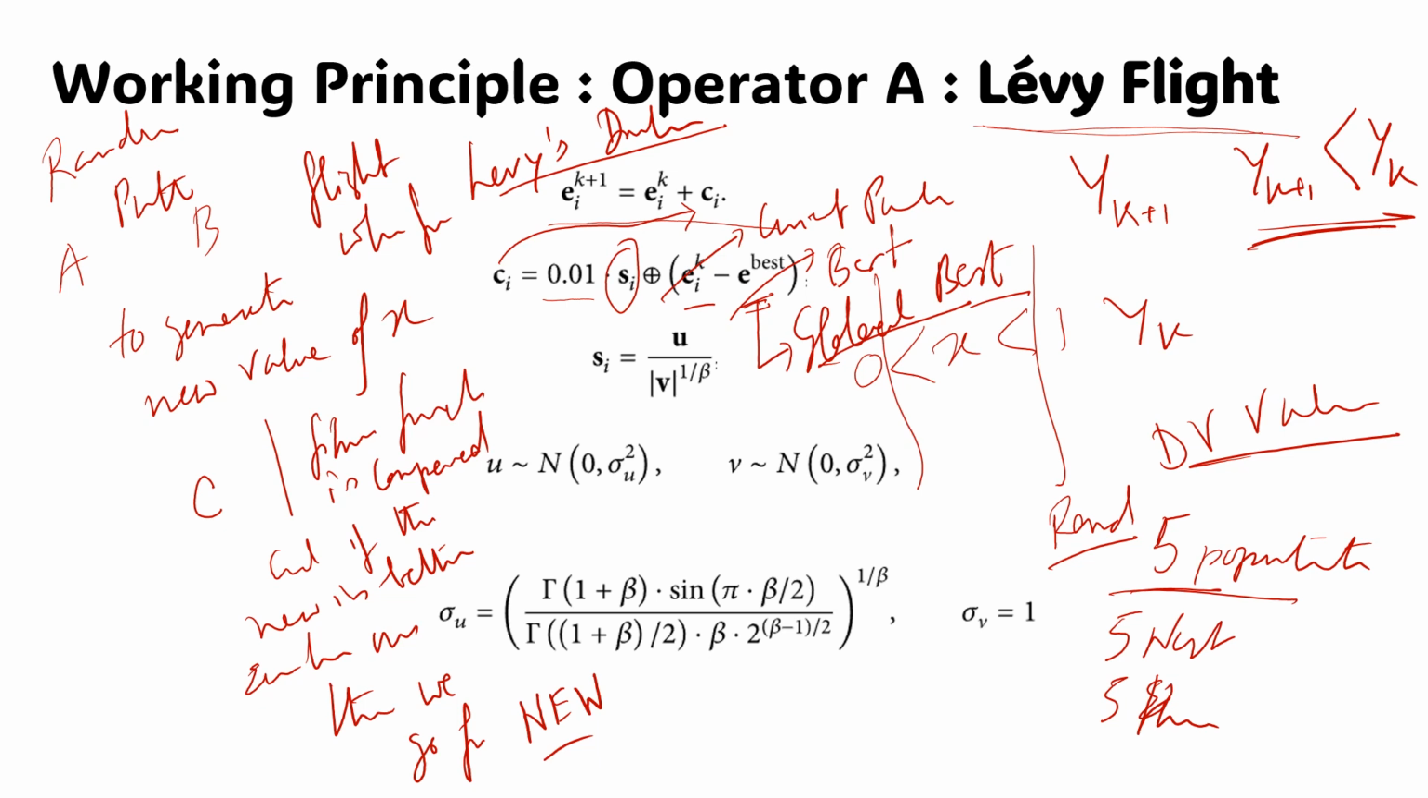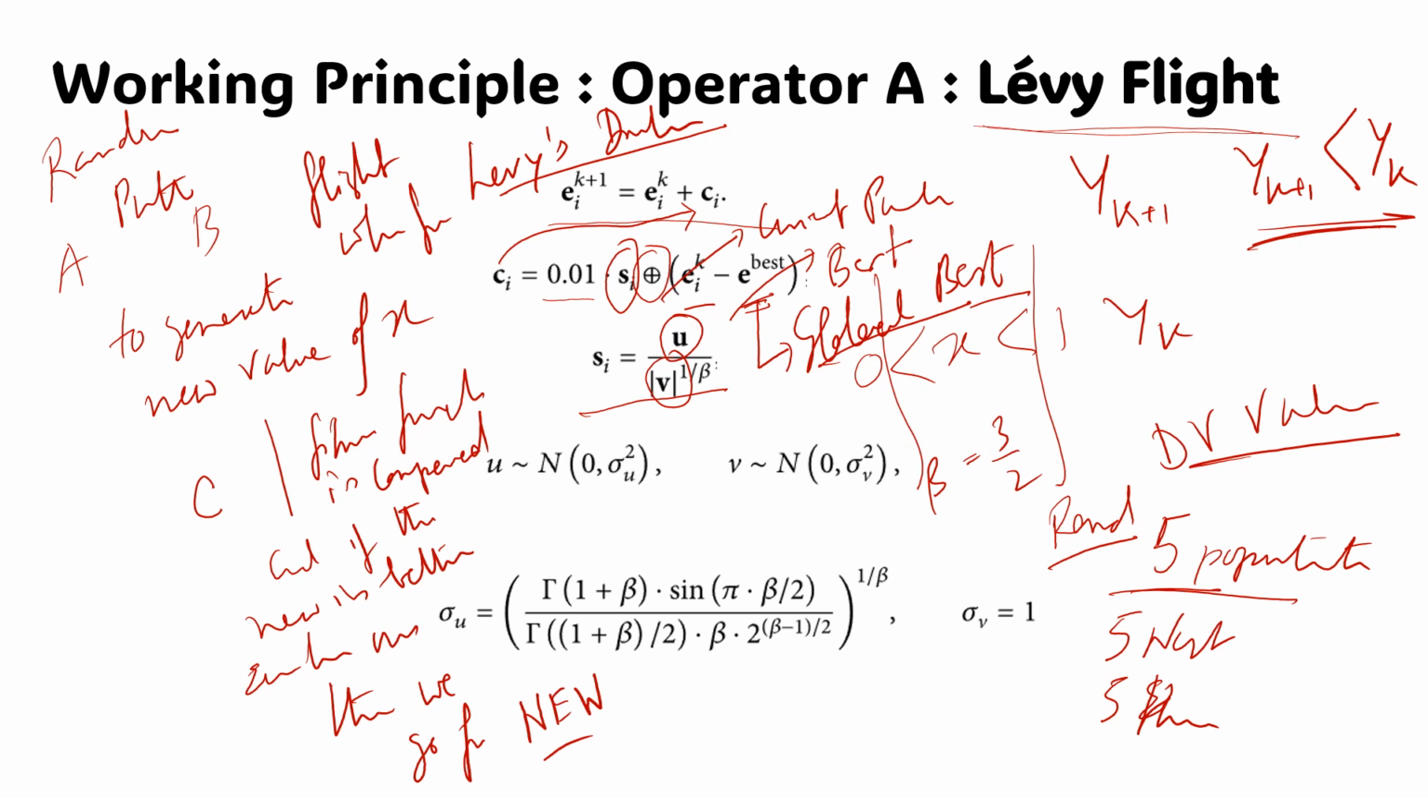Okay, no problem. And what is this plus? Plus is actually a very interesting concept where element-wise multiplication takes place. But look, what happens here is that this S_I continuously changes, because S_I is a function of U and V to the power 1 by beta. Here beta is given as 3 by 2, that is 1.5.